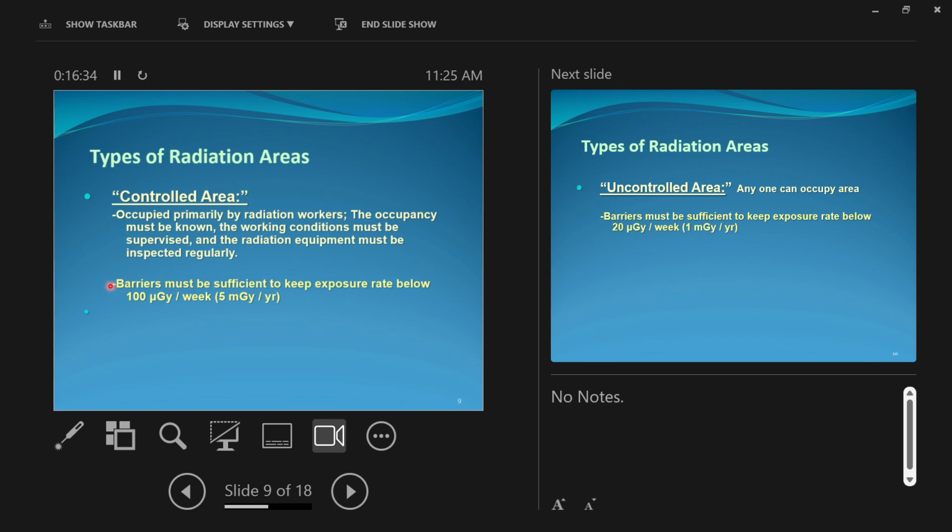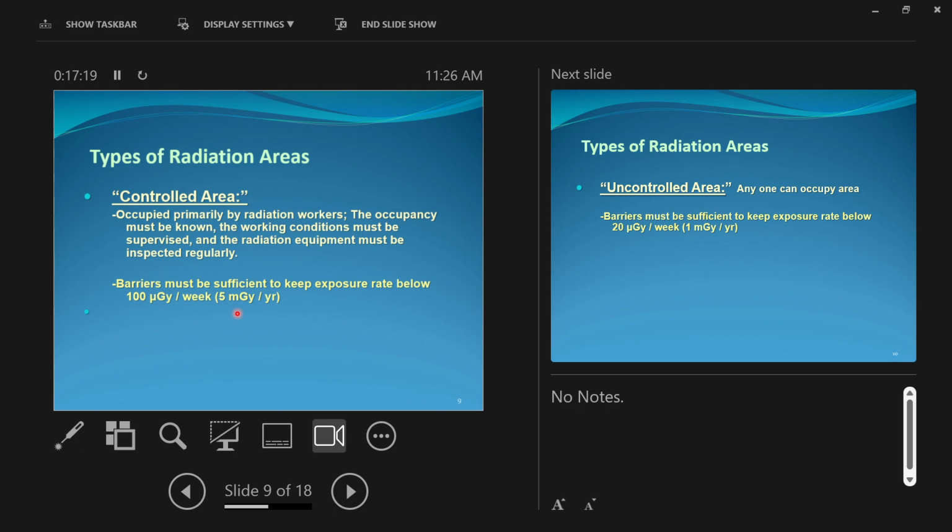Barriers in controlled areas must be sufficient to keep exposure rates below 100 microgray per week, 5 milligray per year. That 5 milligray per year is an important number. Where is it coming from? Do you guys remember where 5 milligray comes from? Think back a long time ago to natural background radiation, the first radiation safety module, radiation safety 1. Remember that we're exposed to natural background radiation. How much are you exposed to per year? It's about 5 milligray. It's 3.5 to 5.5 milligray, but about 5 milligray. That's where this number comes from.